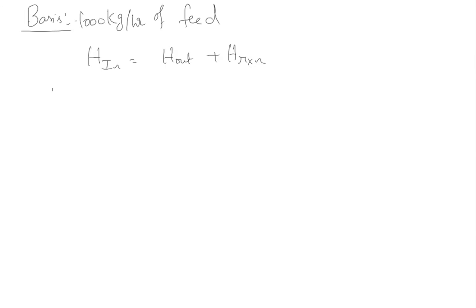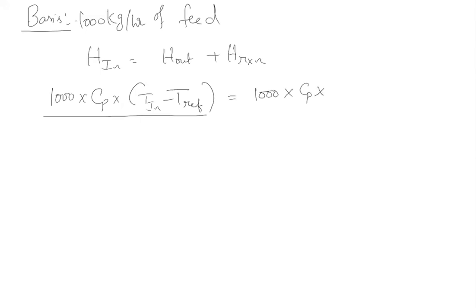So what is the feed enthalpy? 1000 into Cp into some inlet temperature minus some reference temperature. You will always express it as m Cp delta T. If the inlet is 1000 kg, the outlet will also be 1000 kg, so mass flow rate doesn't increase. Outlet is 1000 into Cp into T out minus T reference, plus heat of reaction, which is delta HR into number of moles of A reacted.